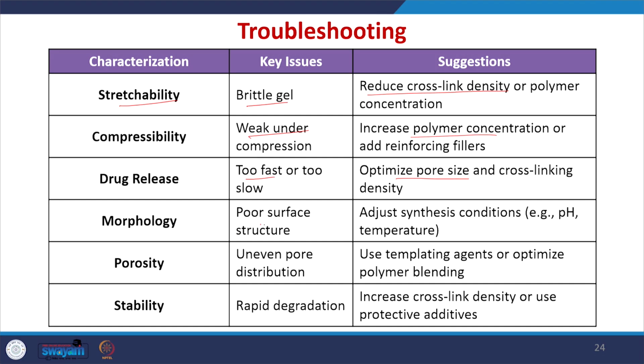If the morphology has a poor surface structure, adjust the synthesis conditions like pH or temperature. If there is an uneven pore distribution, you can optimize the polymer blending. And if there is rapid degradation, increase the cross-link density, or you can also add protective additives. I hope you got an overall idea about the hydrogel. Let us learn about nanogel.